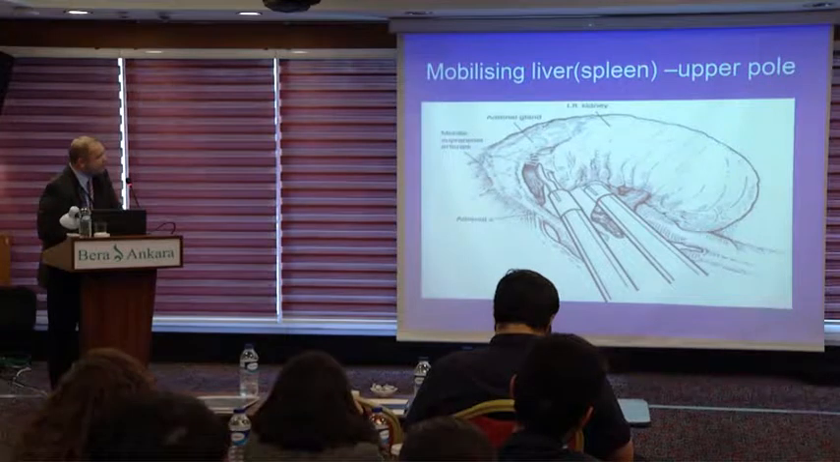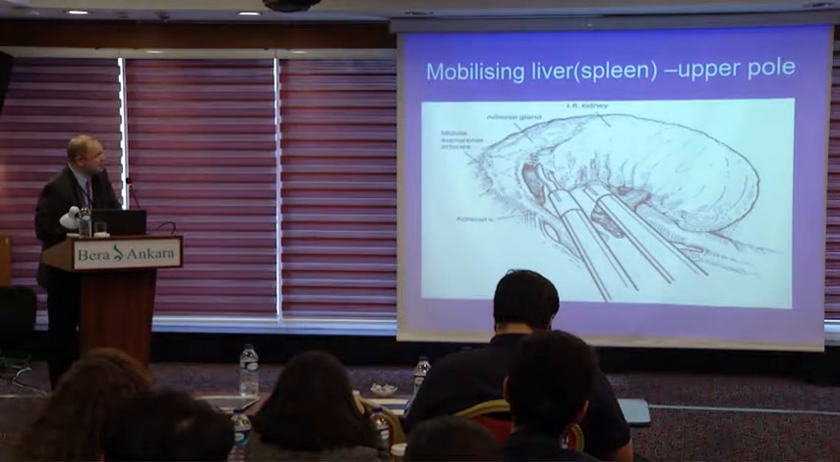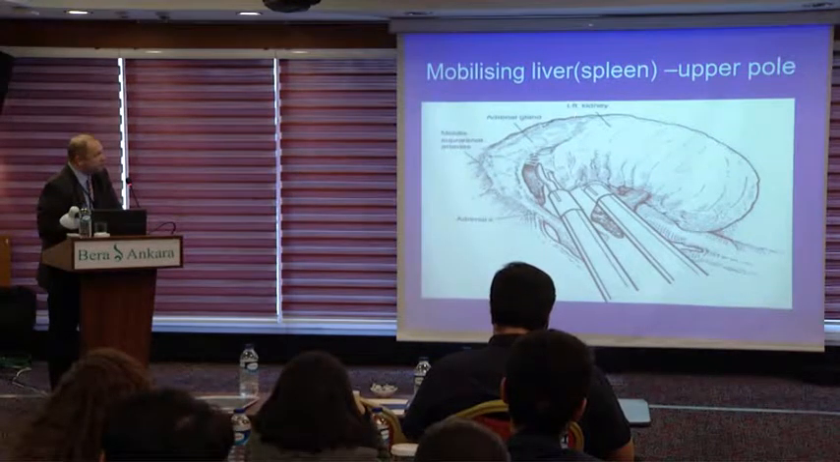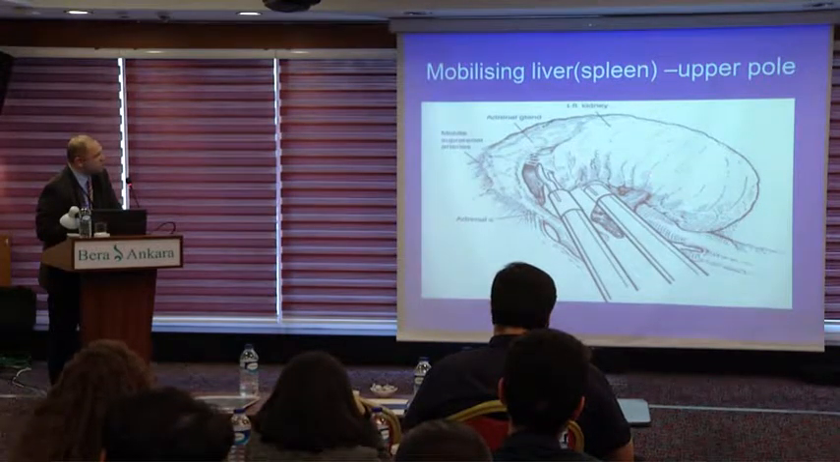Mobilizing the spleen, upper pole, or liver is another important part of this surgery. You have to release these attachments, the upper pole attachments. You don't have to remove the adrenal gland in either radical or simple nephrectomy. Here the Gerota's fascia is not opened and the attachments are being released.